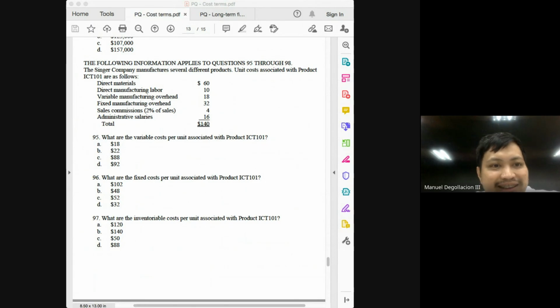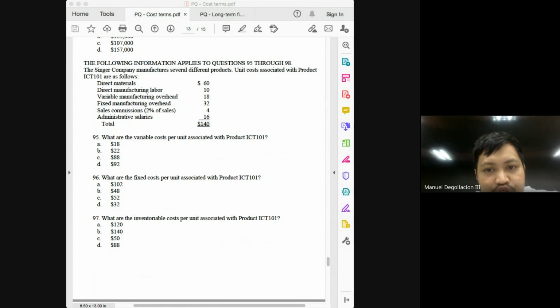Variable cost per unit. Is direct materials variable? Yes. Is direct labor variable? Yes. Is variable manufacturing overhead variable? Of course. So we have 60, 10, and 18.